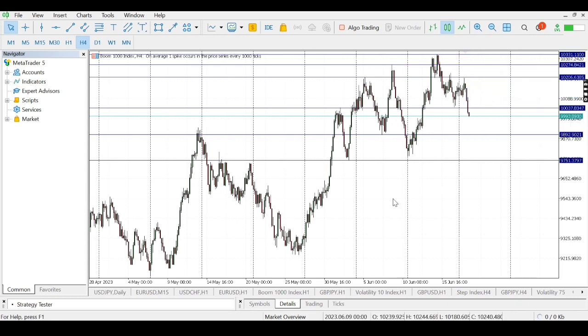So now that we know that the market is actually ranging on our H4 time frame, let's find something like a channel or just a trend line that can guide us to see where the market is actually going to go. So I'm touching this point here.